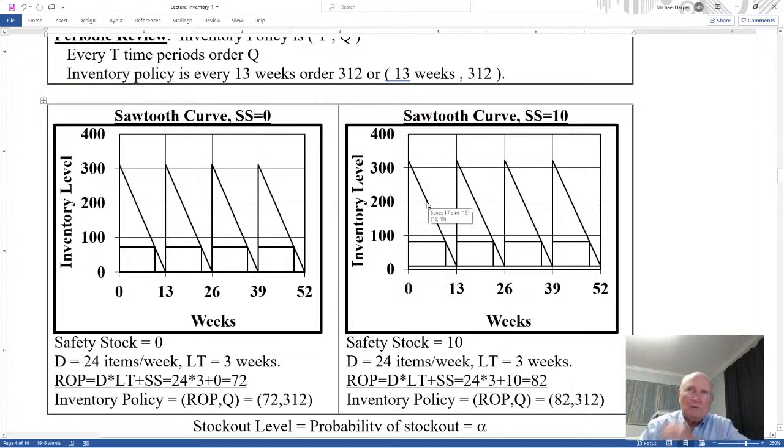Fine. What was it before? I don't know. It doesn't matter. As soon as that hits 82, boom, I'm ordering 312. What was it before? I don't know. But I know from here on out it's going to be 82, 312. I hope that answers it. Somewhere in the past, they've ordered things. Maybe they ordered too much, too little, maybe they didn't have safety stock. Whatever's happening, once you have this policy, that's the policy today moving forward.